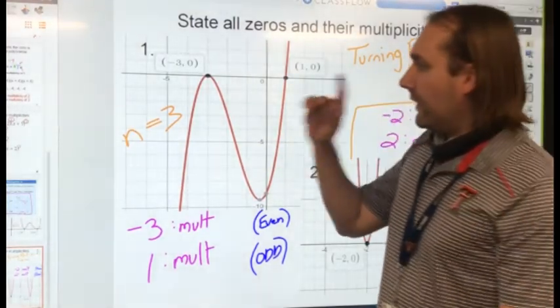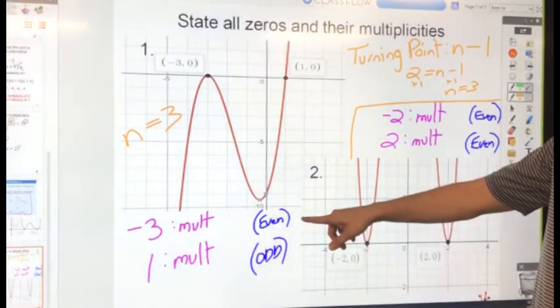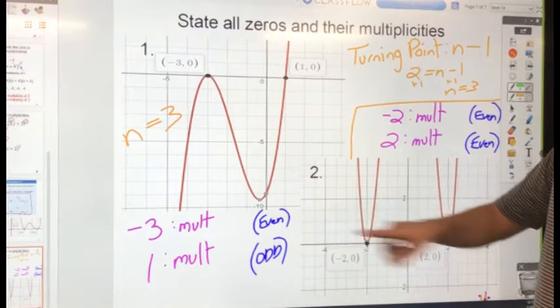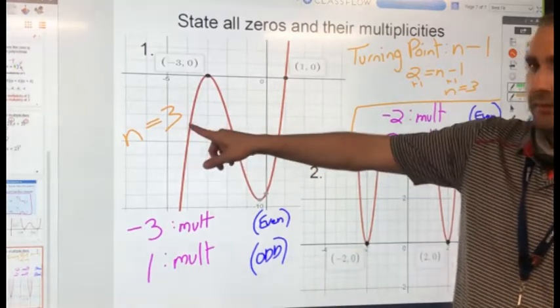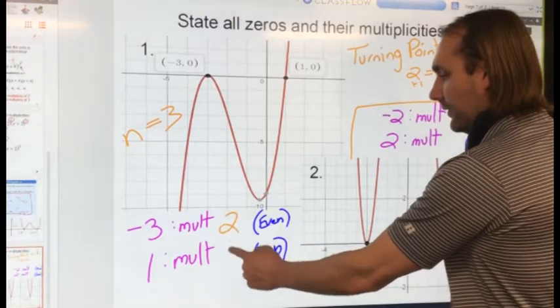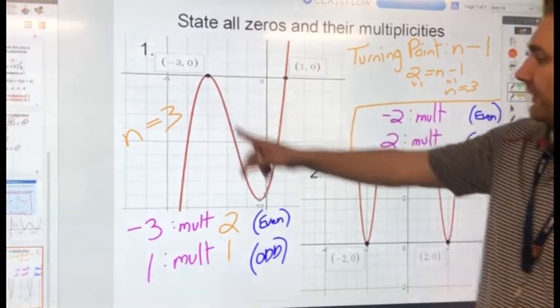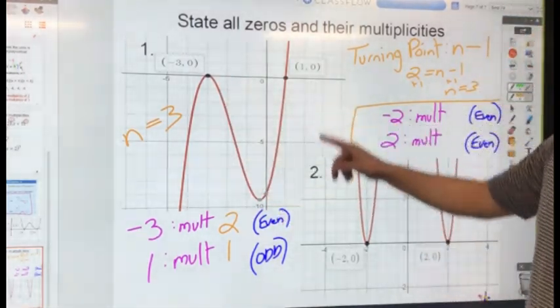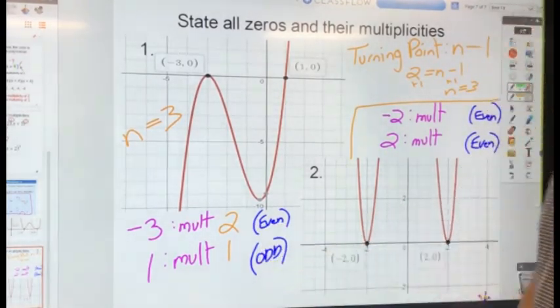So if I know I have only 3 zeros, and I have an even multiplicity here, like 2, 4, 6, 8, 10, and an odd number here, 1, 3, 5, how can I manipulate even numbers and odd numbers to get the number 3? 2 and 1. Very, very good. So at -3, I have a multiplicity of 2. And at 1, I have a multiplicity of 1. Because I'm assuming this is the maximum number of turning points, n equals 3. Therefore, the only possibility here is multiplicity 2 and 1. Bam.